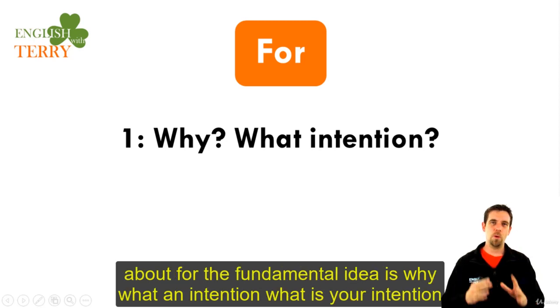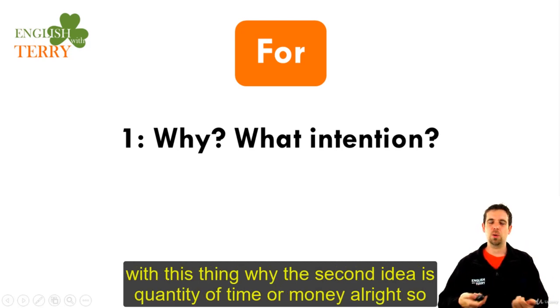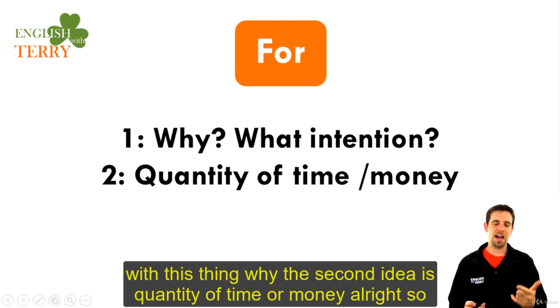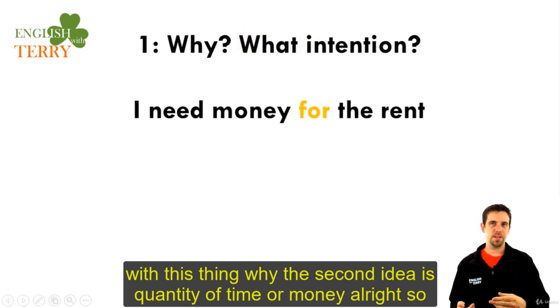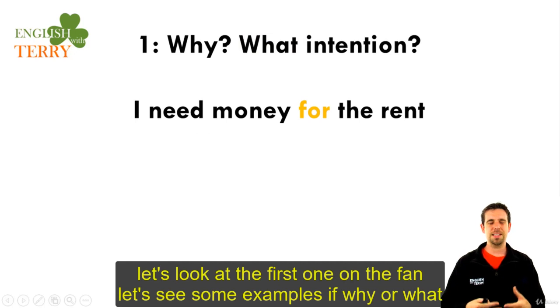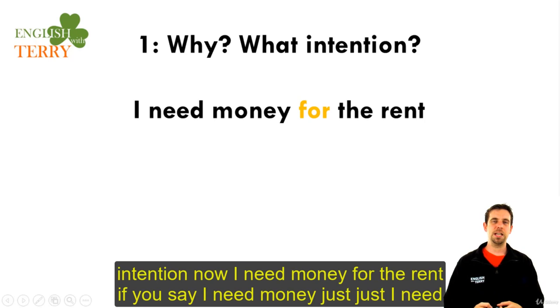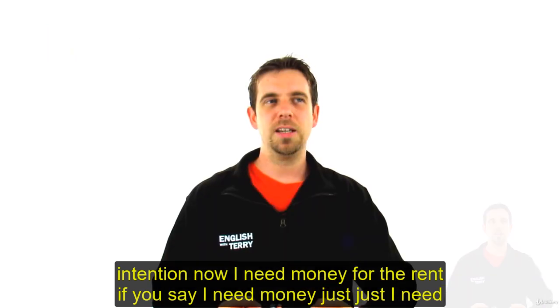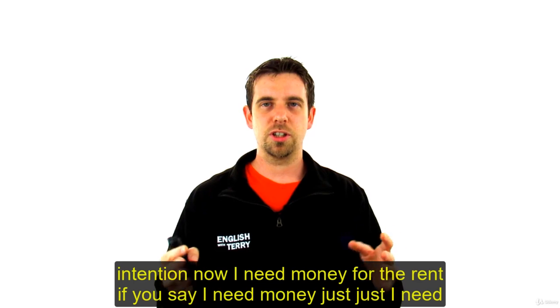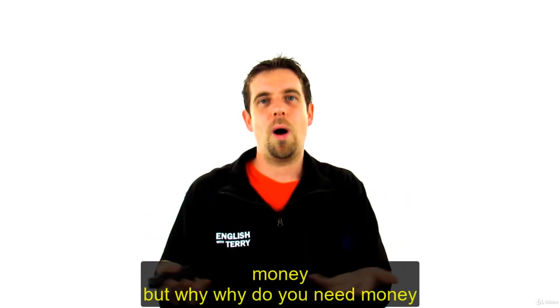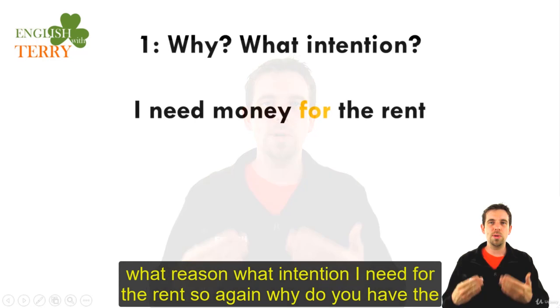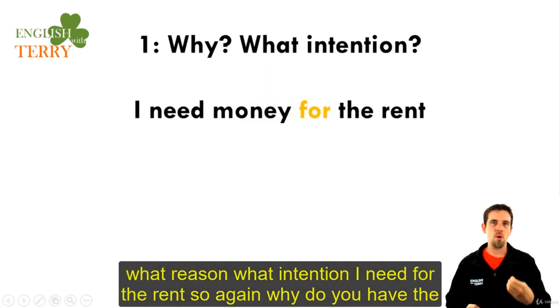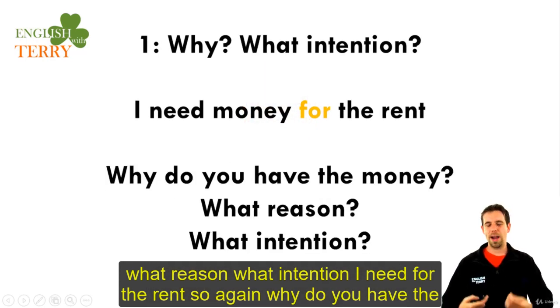Now, when we talk about for, the fundamental idea is why. What is your intention with this thing? Why? The second idea is quantity of time or money. All right? So let's look at the first one and let's see some examples. You have why or what intention. Now, I need money for the rent. If you say, I need money, just I need money. Why? Why do you need money? What reason? What intention? I need it for the rent. So again, why do you have the money?